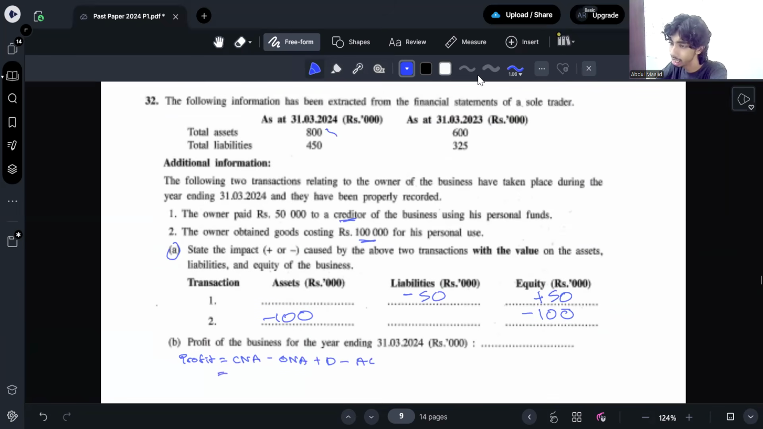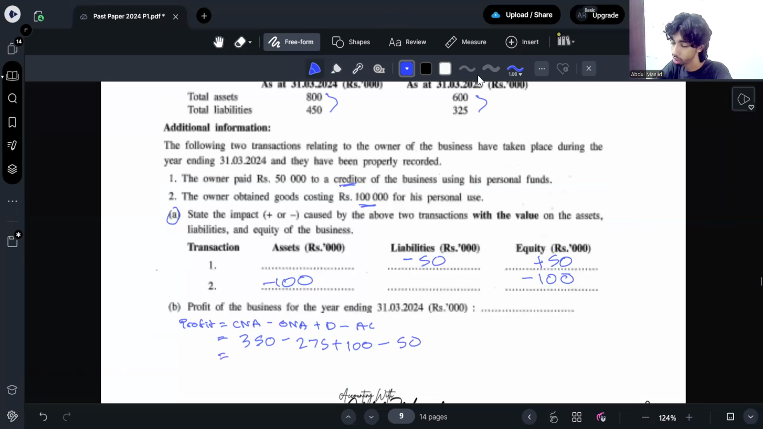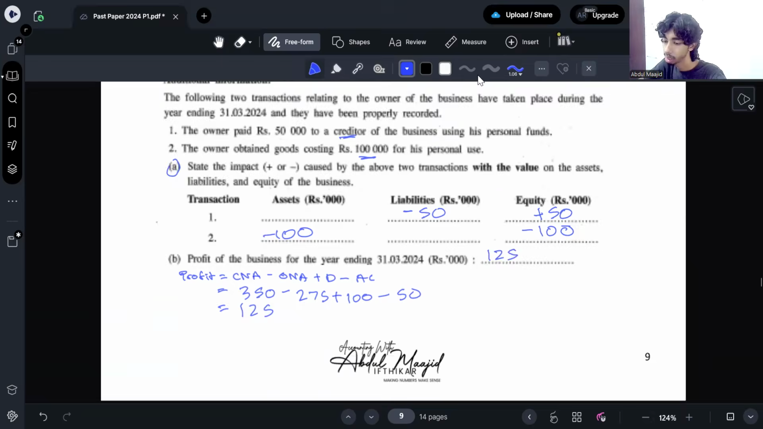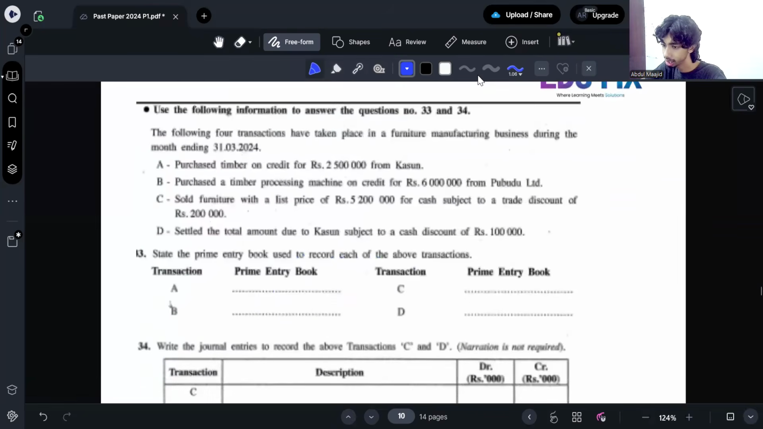Closing equity will be 800 minus 450, that is 350. Opening equity will be 600 minus 325, that is 275. Drawings is 100,000. Additional capital is 50. Your profit will be 350 minus 275 plus 100 minus 50, that is 125. Profit for the business 125. Then 33 and 34.